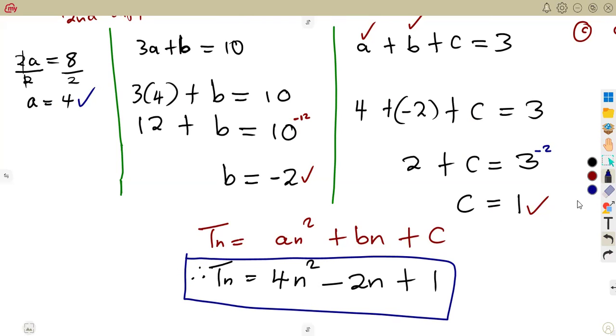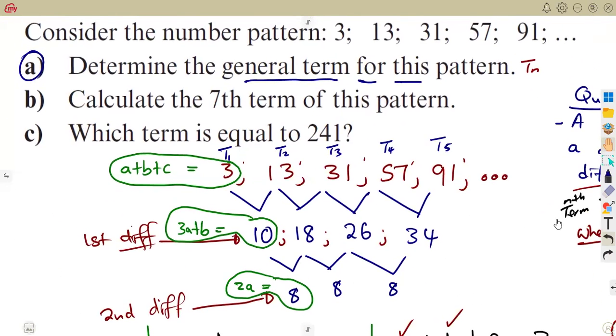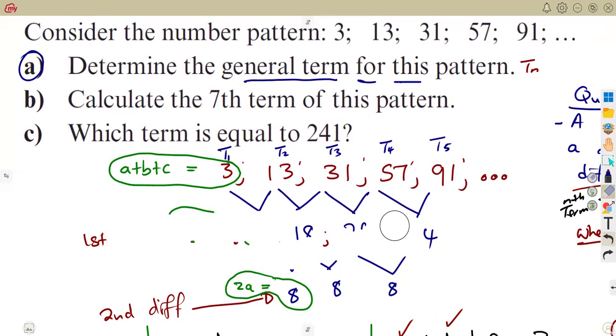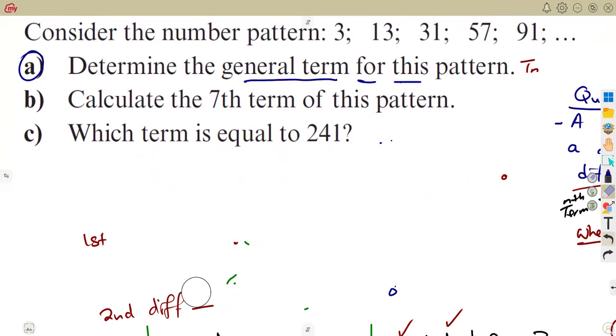Just like our normal quadratic function, y is equal to 4x squared minus 2x plus 1. All the properties that you know about a quadratic function are the same properties that you're going to apply on this quadratic sequence. You are from the understanding of a quadratic function also, because it is one and the same thing. So you must also be able to relate between the two. All right, so this is how you determine the general term, which is representing our Tn.